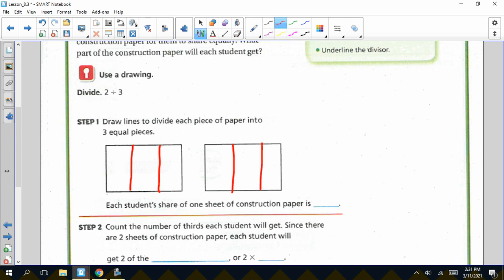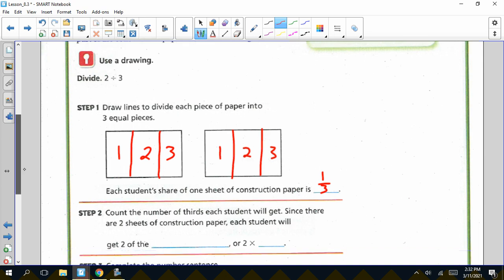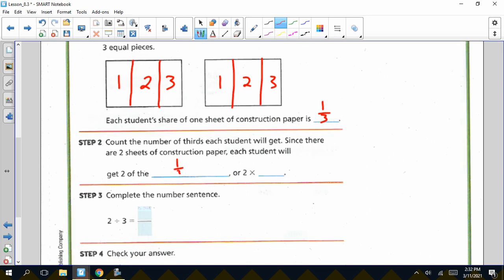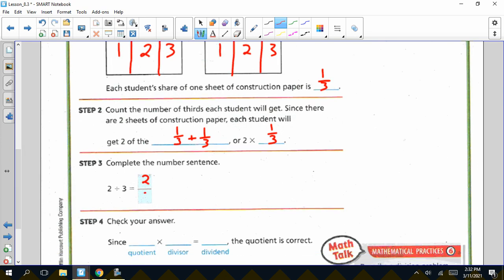So I'm thinking person 1 is going to get 1/3 from each sheet of paper. Person 2 is going to get another third, and then the third person will get the last third that's available. So each person is going to get 1/3 of each sheet. We can think of this as 1/3 plus 1/3, or 2 times 1/3. So 2 divided by 3 is going to give us 2/3 total.